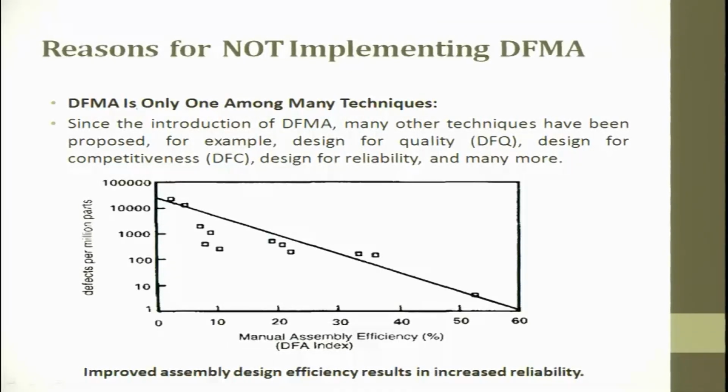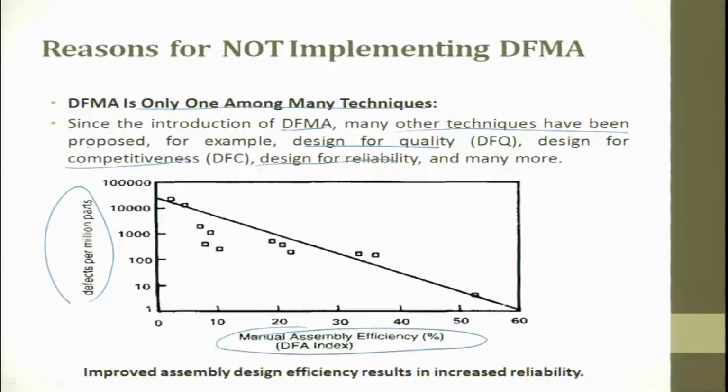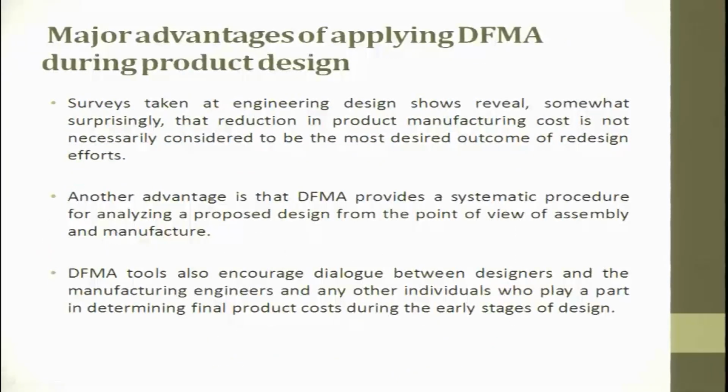DFMA is only one among many techniques. Since the introduction of DFMA, many other techniques have been proposed like design for quality, design for competitiveness, design for reality and reliability and many more. Here are defective parts and here is manual assembly efficiency. You can see that the efficiency for manual is 60%. Major advantage of applying DFMA during product design: this has many advantages.